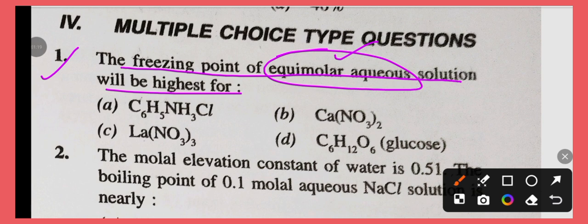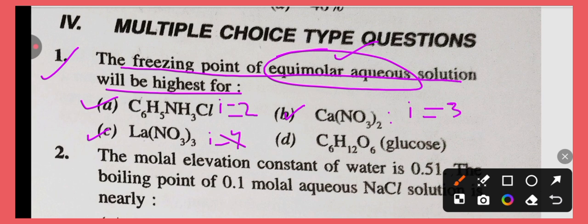Let's analyze each compound. In option A, C6H5NH3Cl is present. When it dissociates, it will form C6H5NH3 plus and Cl minus. Hence, here i equals 2. In option B, calcium nitrate is present. When it dissociates, it forms calcium 2 plus and 2NO3 minus. Hence, here i value is 3. In option C, La(NO3)3. When it dissociates, it forms La3 plus and 3NO3 minus. Hence, i value is 4.